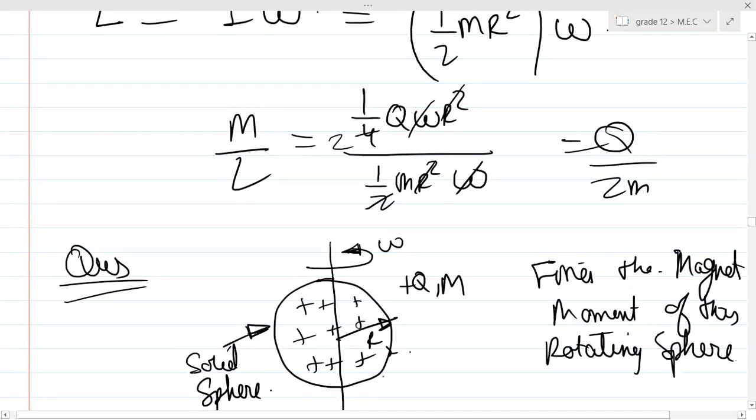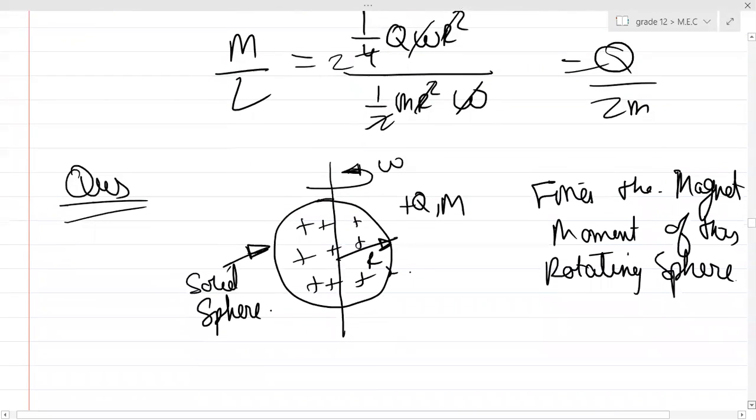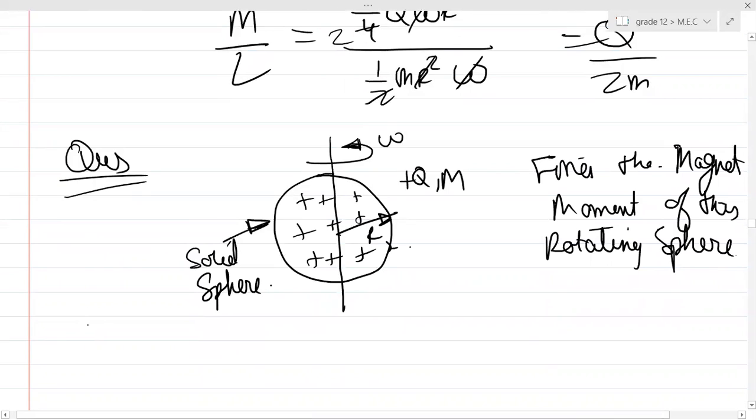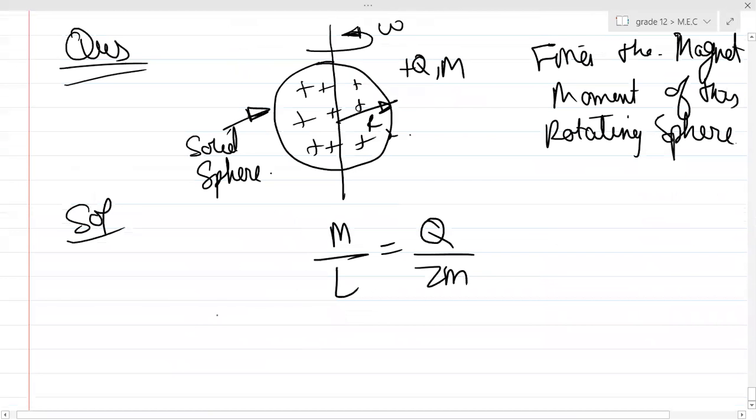Can you see, again, the charge is symmetric. It's uniformly distributed all over the sphere. Then what will you do? You will always choose a small element, but not necessary here. What do you need to calculate? The magnetic moment. Now you know this is a symmetric case, and automatically this will be equal to q by 2m. So the magnetic moment m will be equal to q by 2m multiplied by L.